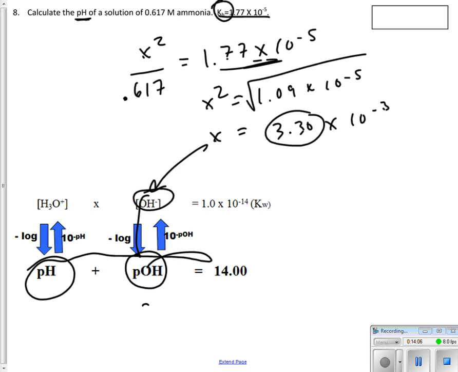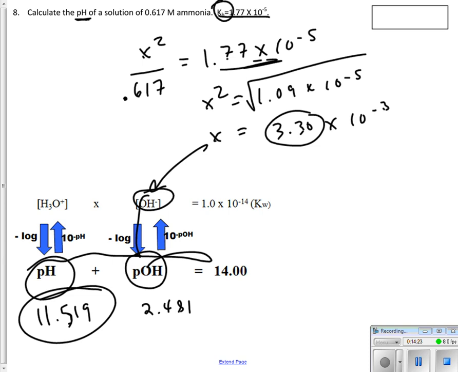Then I'm going to take 14.00 minus 2.481, and I'm going to end up with 11.519, which basically is a base. You know that it's going to be above 7.